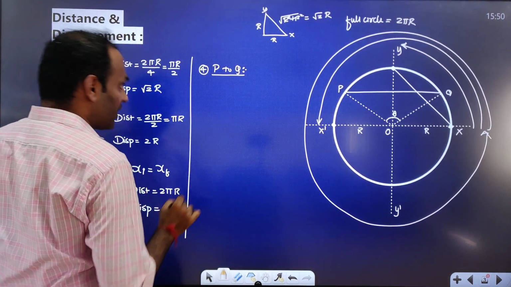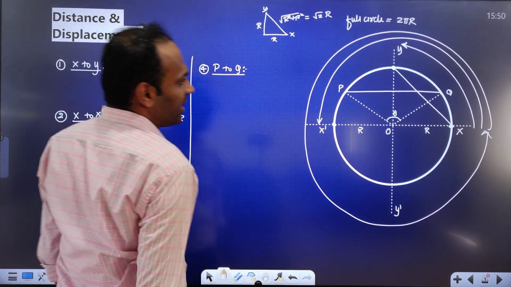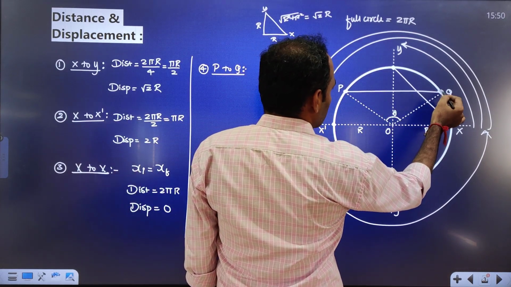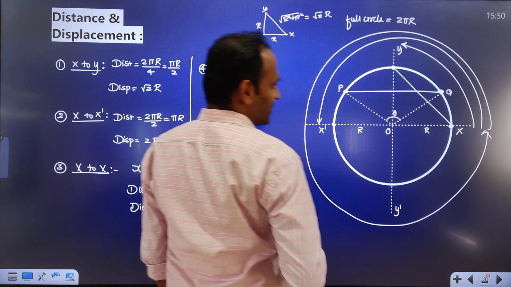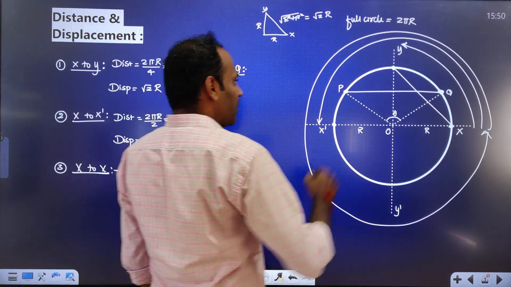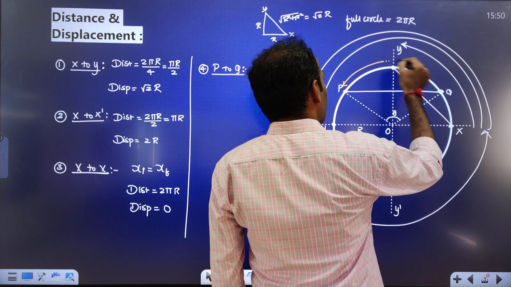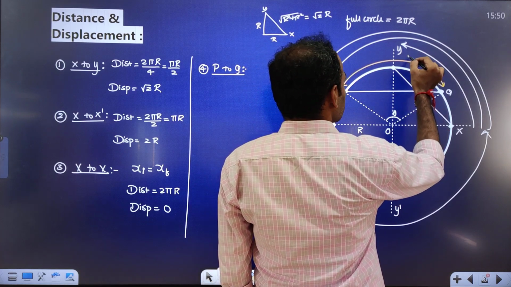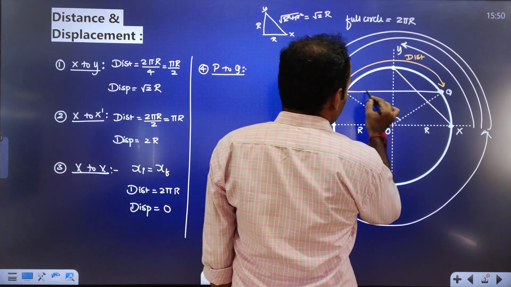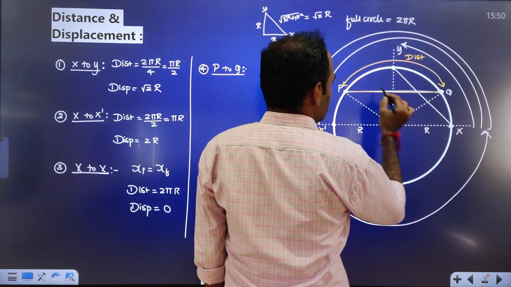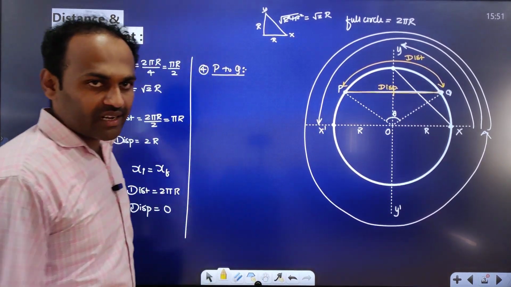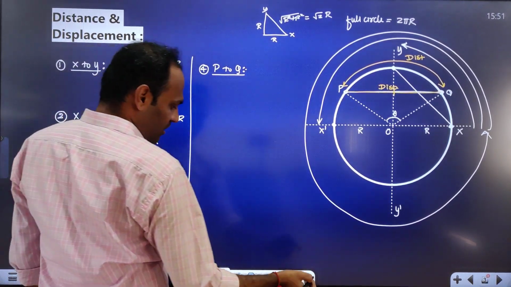We'll go for the fourth journey now, that is PQ. Here is P and here is Q. So we want to calculate the distance as well as displacement. Distance means we have to calculate this arc length. This is distance. Displacement means we have to calculate the length of this straight line. This is displacement. Correct? Okay, first let us write the distance now.